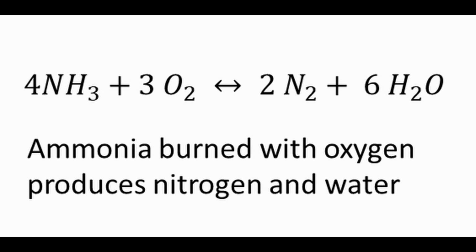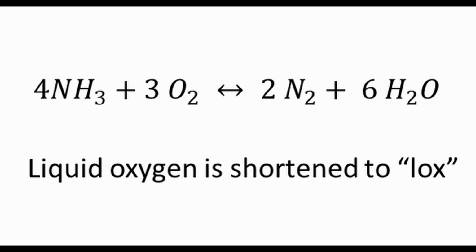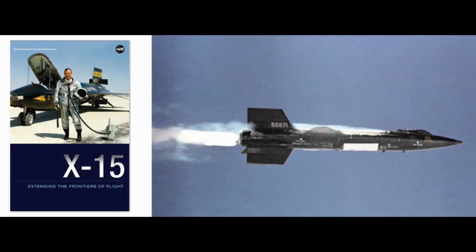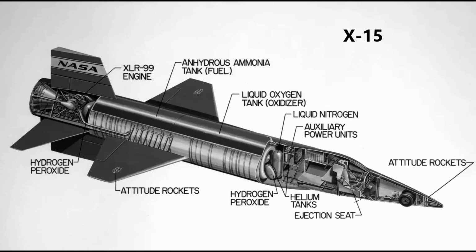Consider the chemical reaction of ammonia with oxygen. Ammonia can be burned with liquid oxygen, LOX, as a propellant for rocket engines. The early tests of the X-15 rocket plane used ammonia and LOX as the propellant. These tests occurred before the development of RP-1 kerosene as rocket propellant.